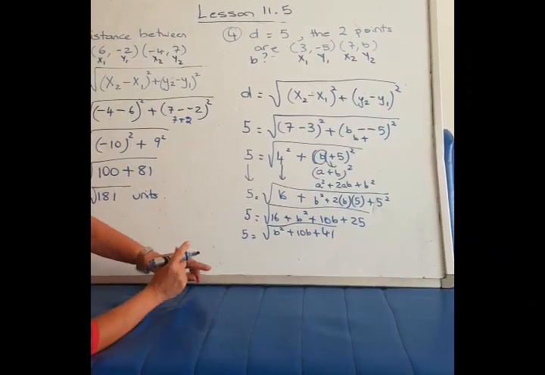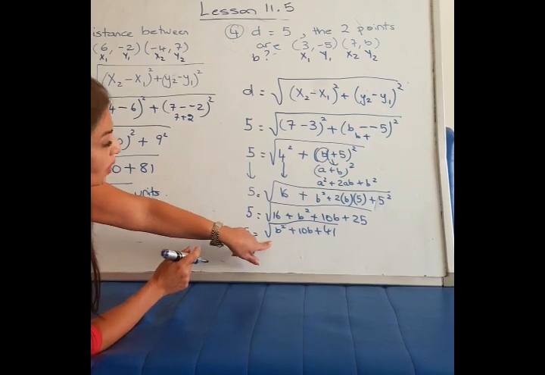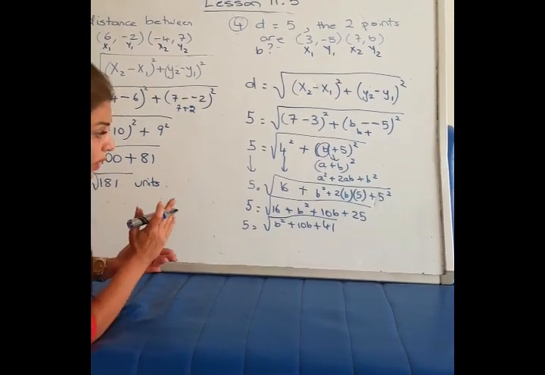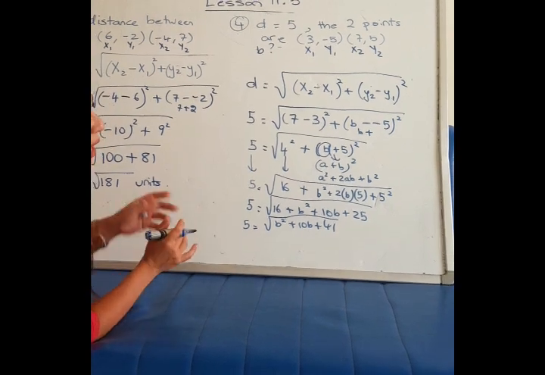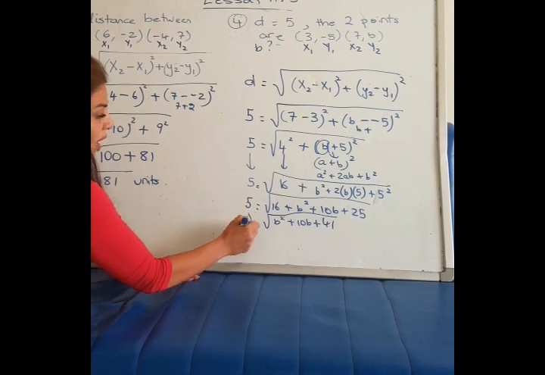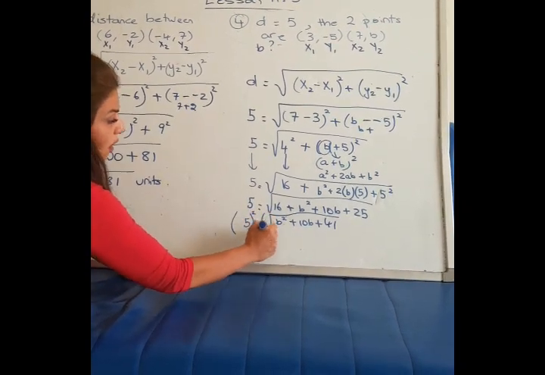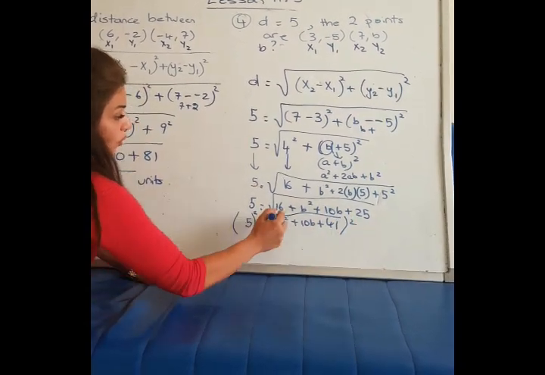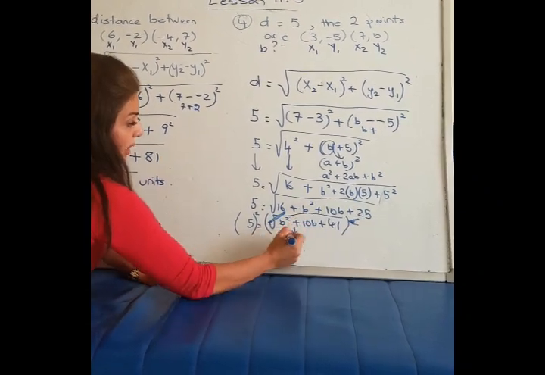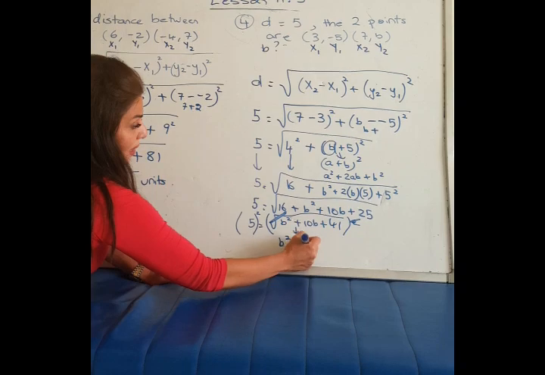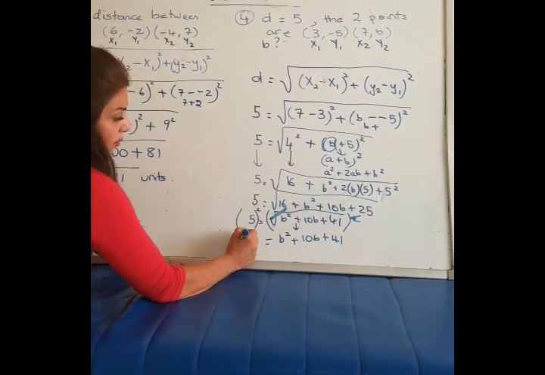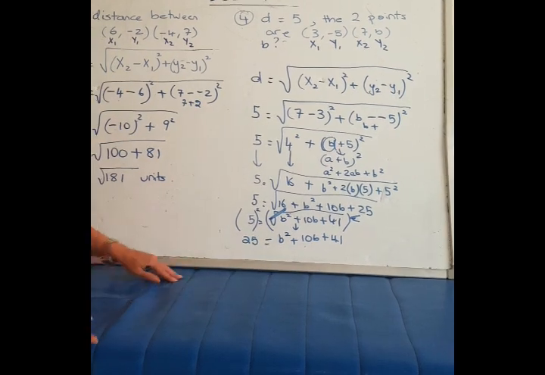Now, on one side I have a 5, on the other I have a radical. How do I get rid of a radical? If I square a radical, I get rid of it. And I cannot square one side of an equation. So I square both sides to get rid of the radical with the square. And I bring down b squared plus 10b plus 41. And here 5 to the second power is 25.